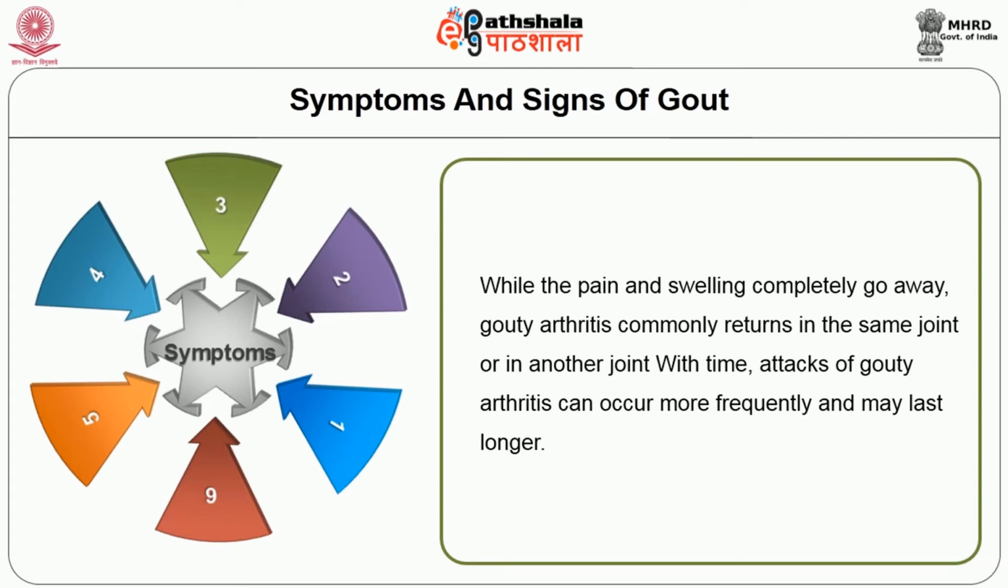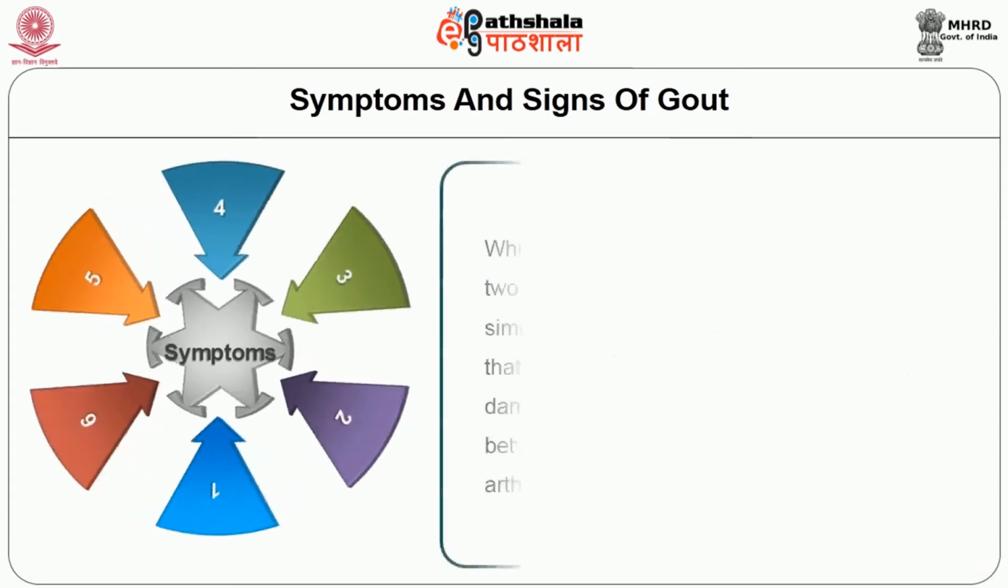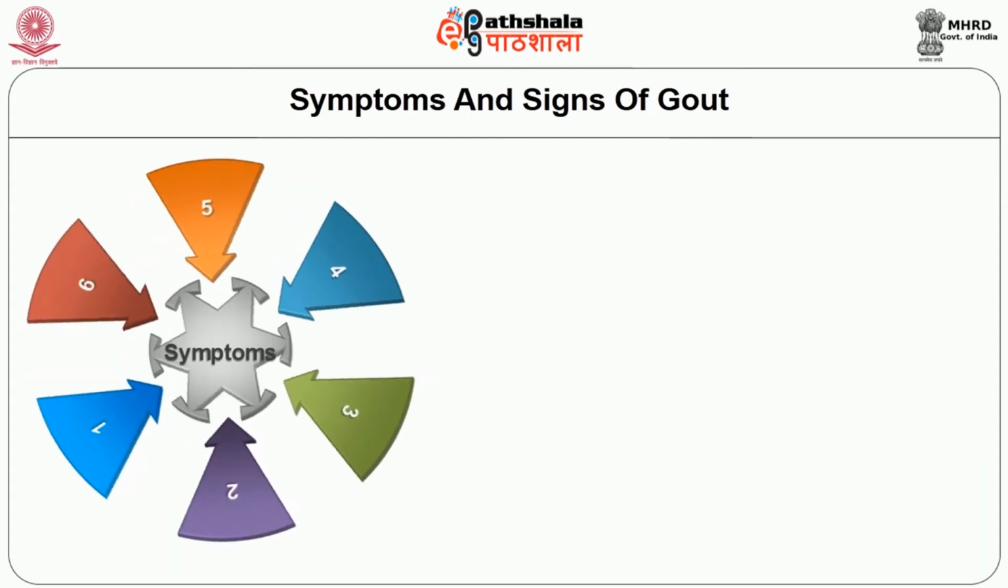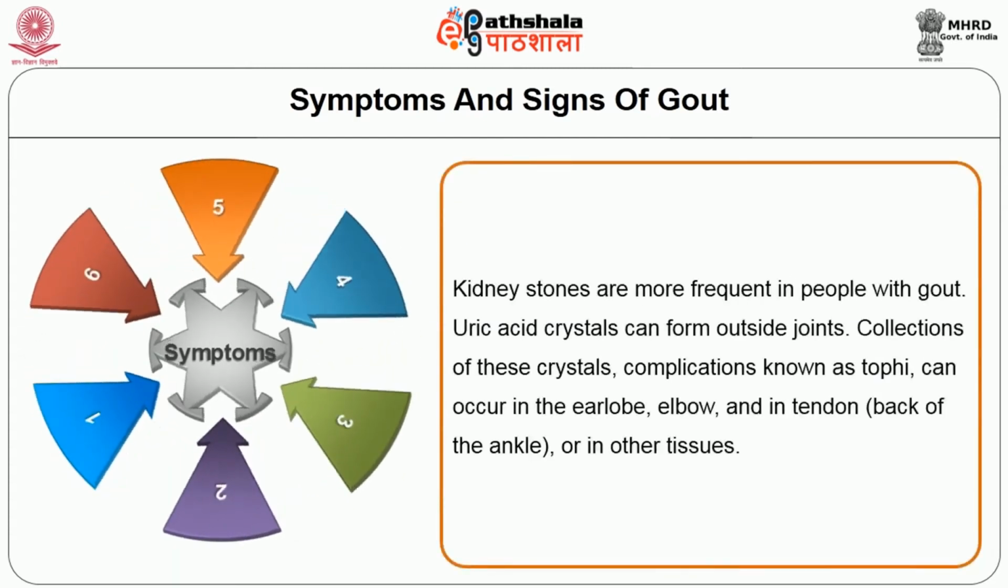While the first attacks usually involve only 1 or 2 joints, multiple joints can be involved simultaneously over time. It is important to note that unrecognizable, that is subclinical, potentially damaging inflammation in the joints can occur between attacks of obvious flares of gouty arthritis. Kidney stones are more frequent in people with gout. Uric acid crystals can form outside joints.